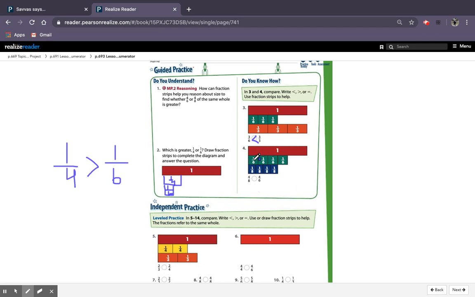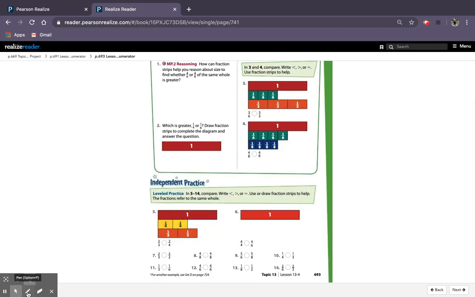Next, what's greater? 4/6 strips, so this one right here on the right, or 4/8 strips, this one over here. I know that 4/6 is greater. The way I would read it is 4/8 is less than 4/6. Okay, pause it if you need to. I am going to erase.